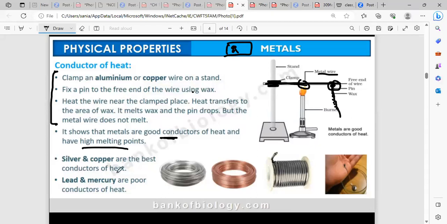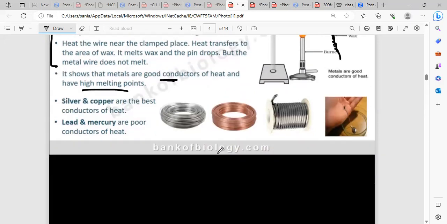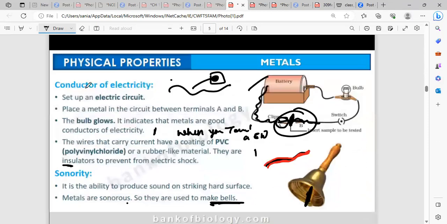Now, silver and copper are the best conductors of heat. Lead and mercury are poor conductors of heat. See, in a bus, you have a conductor. What does the conductor do? Students come, and he lets them pass. Similarly, if heat is passing from one end to another, it is a good conductor. If it does not allow heat to pass, then it is a bad conductor. So silver and copper allow the heat to pass. That's why they are the best conductors of heat. But lead and mercury do not allow the heat to pass. That's why they are poor conductors of heat. Clear?